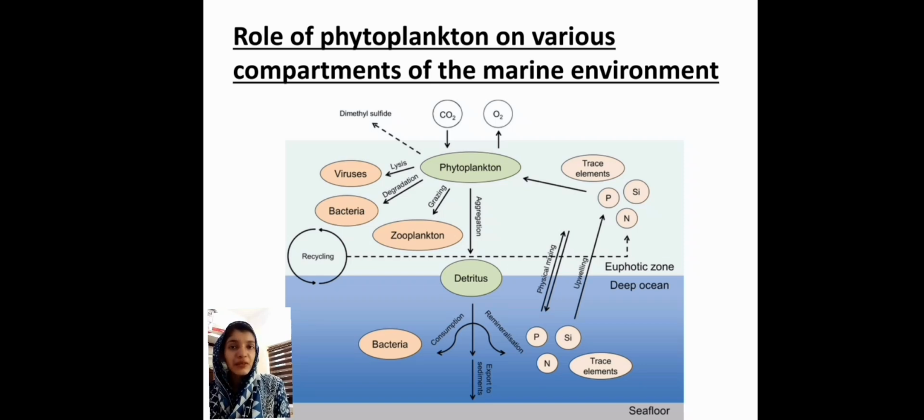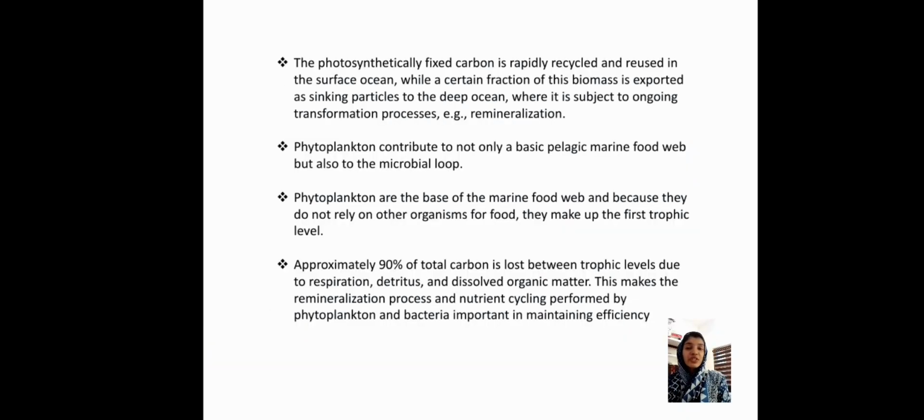So, phytoplankton are the base of the marine food web, and because they do not rely on other organisms for food, they make up the first trophic level. So, approximately 90% of total carbon is lost between trophic levels due to respiration and dissolved organic matter. This makes the remineralization process and nutrient cycling performed by phytoplankton and bacteria important in maintaining the efficiency of the CO2, carbon dioxide. So, compartments influenced by the phytoplankton include the atmospheric gas composition, inorganic nutrients and trace element fluxes, as well as a transfer and recycling of organic matter via biological processes.